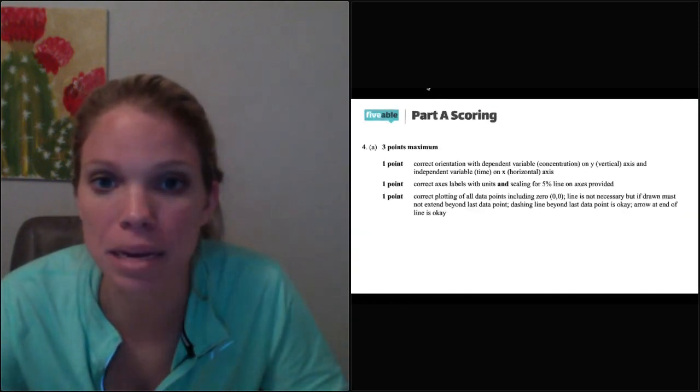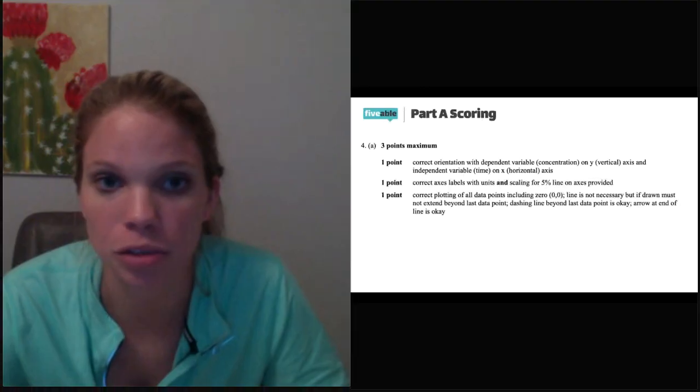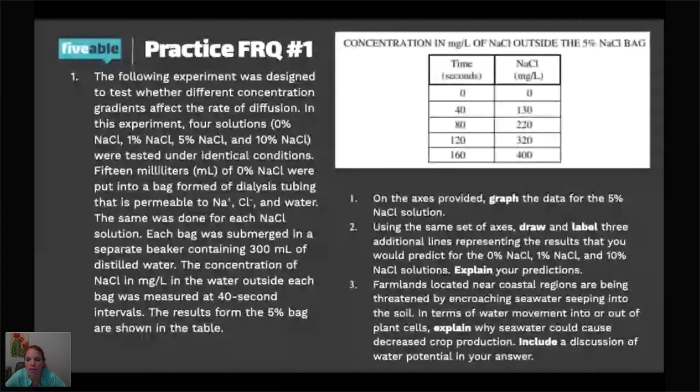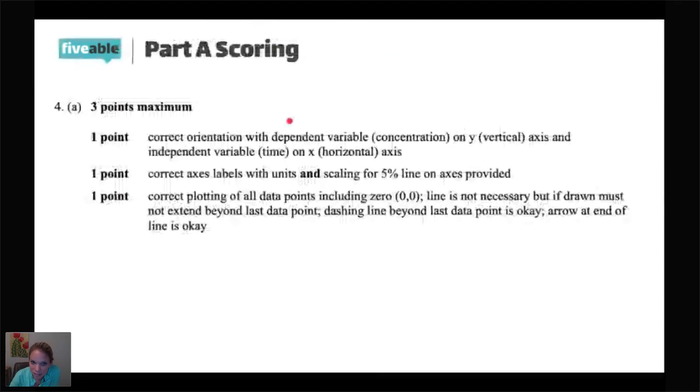Okay, part B of this, I'm going to come back into a bigger screen because I'm going to go back for a second. So part B is going to ask you, using the same set of axes, draw and label 3 additional lines representing the results you would predict for 0% NaCl, 1% NaCl, and 10% NaCl. Explain. So this is another good one because you just draw and label it. So you're literally just going to take your graph and draw some extra lines and label, this is 0, this is 1, this is 10.